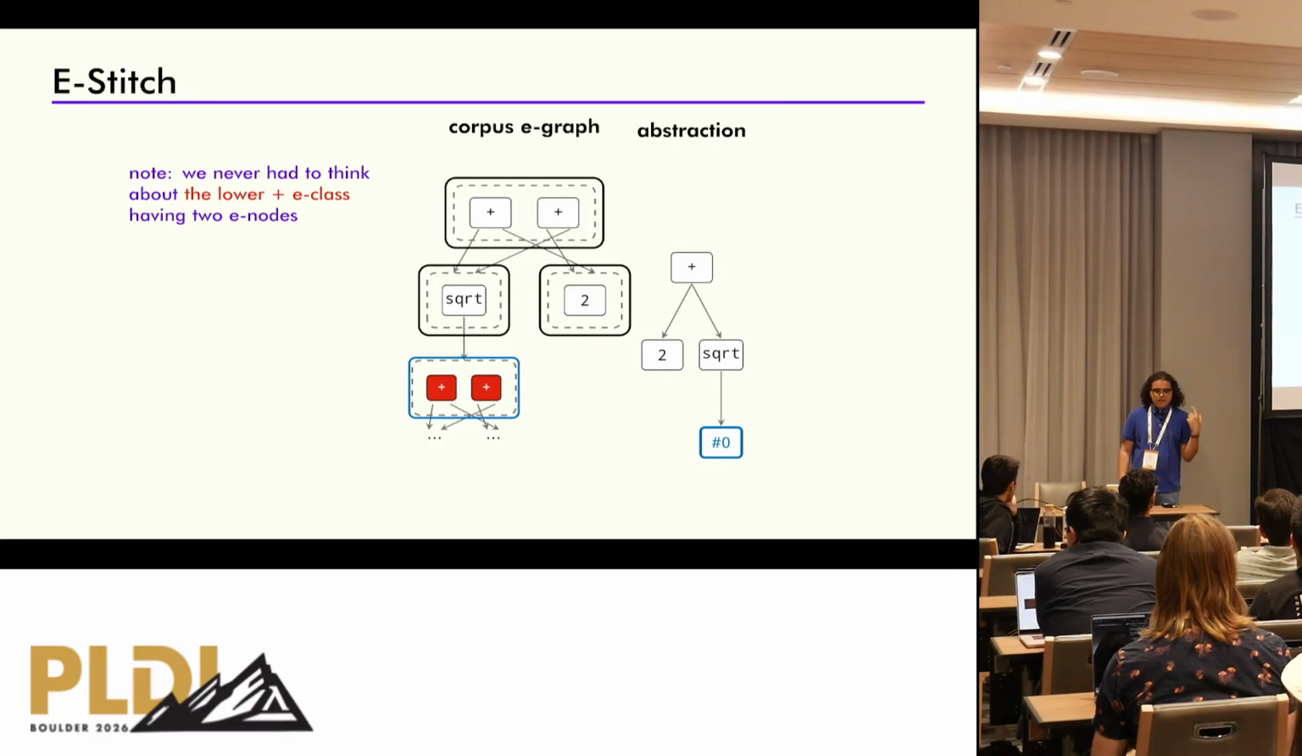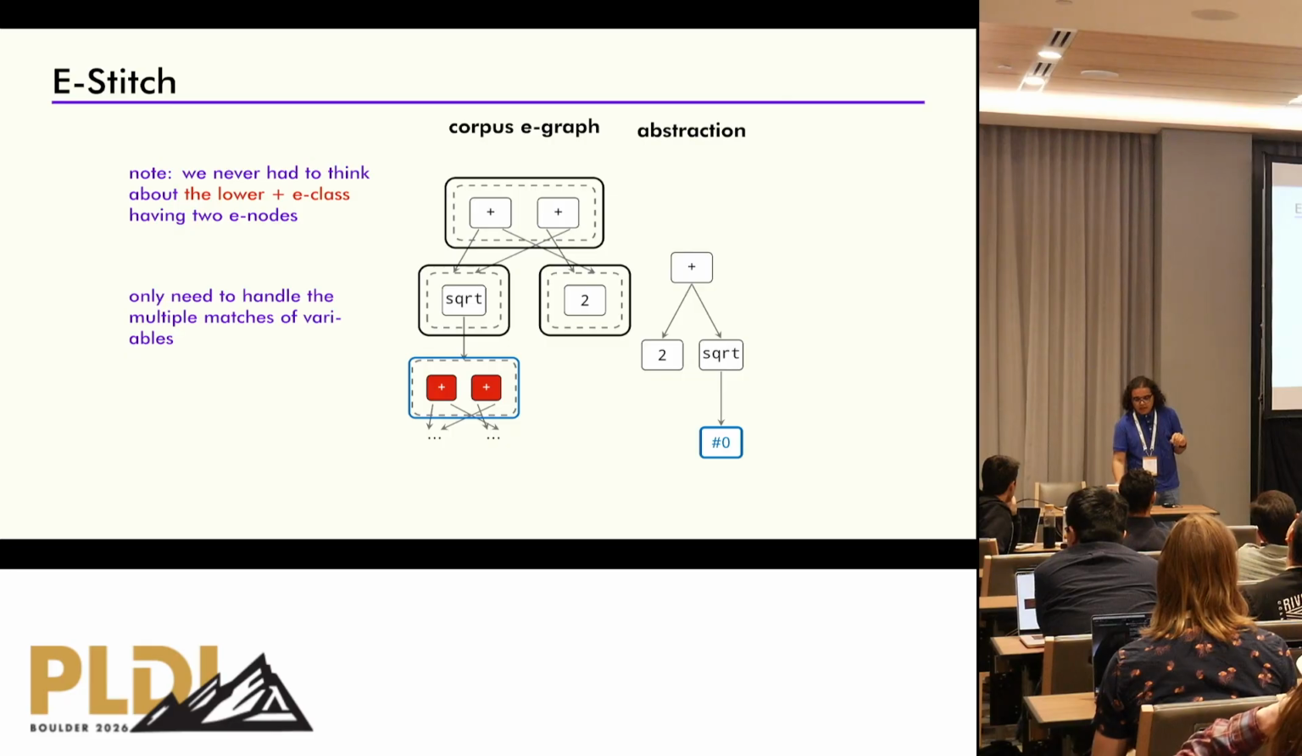And one thing to note is that we never had to think about the fact that this lower E-class had 2 different ways of matching. So this is what allows us to handle cycles and stuff pretty natively. We only have to care about the actual multiple matches at the locations that are variables within our pattern.